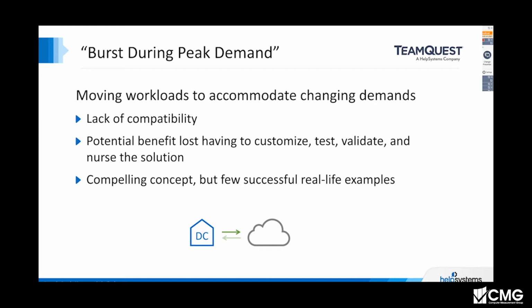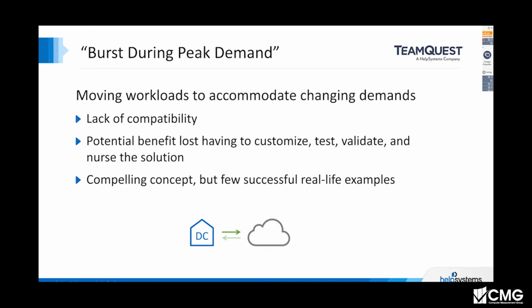So having to customize your workloads and test them and validate them and nurse that solution many times becomes more expensive than using a bit more resources than you actually need, or provisioning for a peak demand in your on-prem environment, etc. So if you can't use some of the features of a cloud platform just to make sure that the workload is compatible with another provider of cloud, that may actually eat up all the benefits from being able to move.